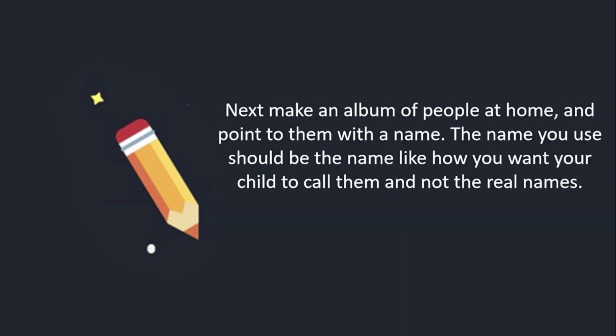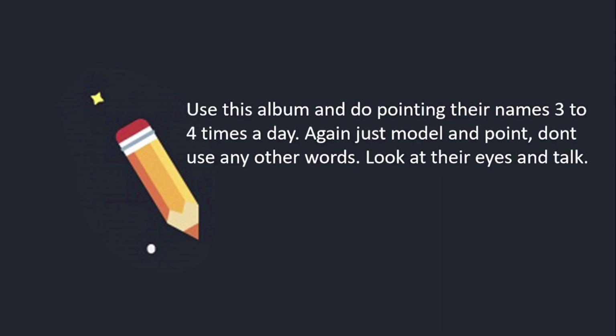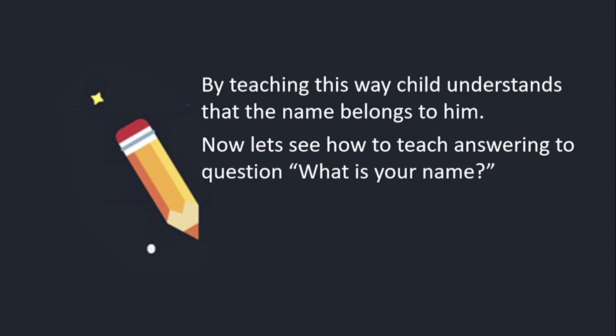Next, make an album of people at home, and point to them with a name. The name you use should be the name like how you want your child to call them and not the real names. Use this album and do pointing and naming 3 to 4 times a day. Again, just model and point, don't use any other words. Look at their eyes and talk. By teaching this way, the child understands that the name belongs to him.